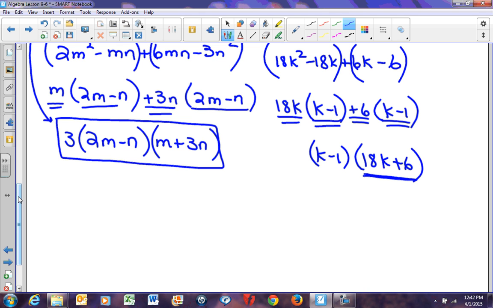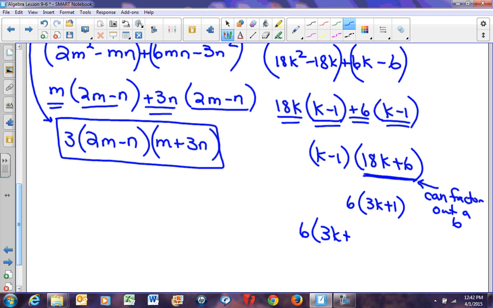Now I recognize this and I go, ooh, look, I can take out a 6. I can factor out a 6. So if I take a 6 out of just the 18k plus 6, I'm left with 3k plus 1. And I still have the k minus 1 that I already had. So now I have 6 times parentheses 3k plus 1 times k minus 1, which is what you would have come up with if you'd taken out the greatest common factor first.